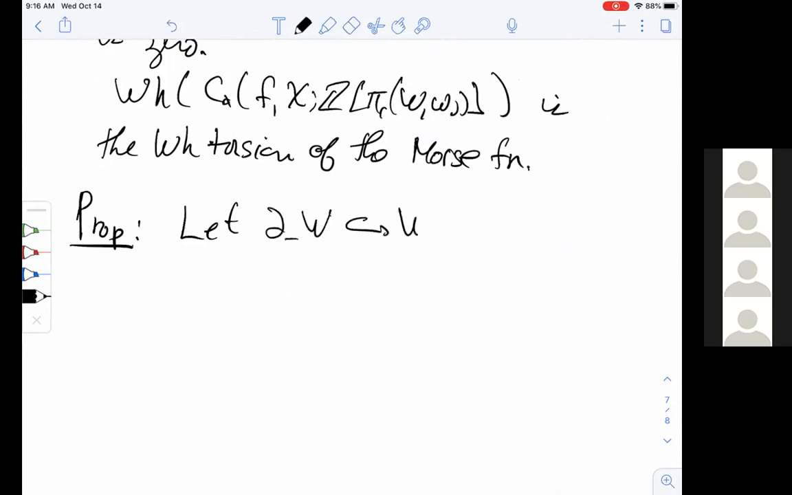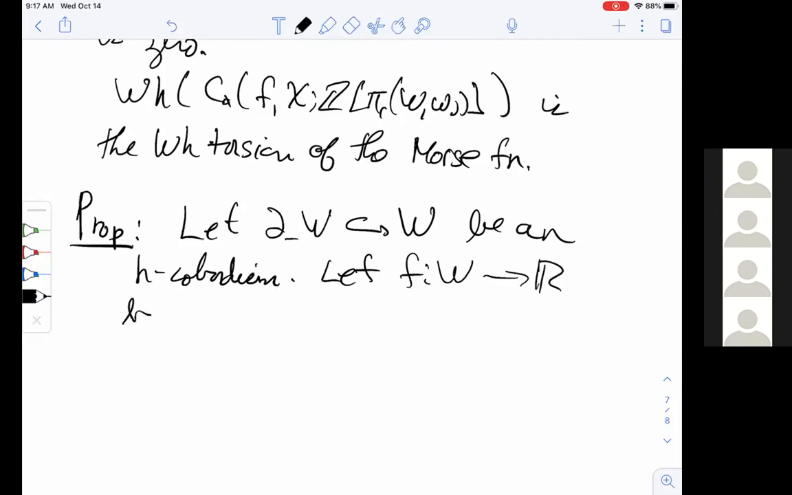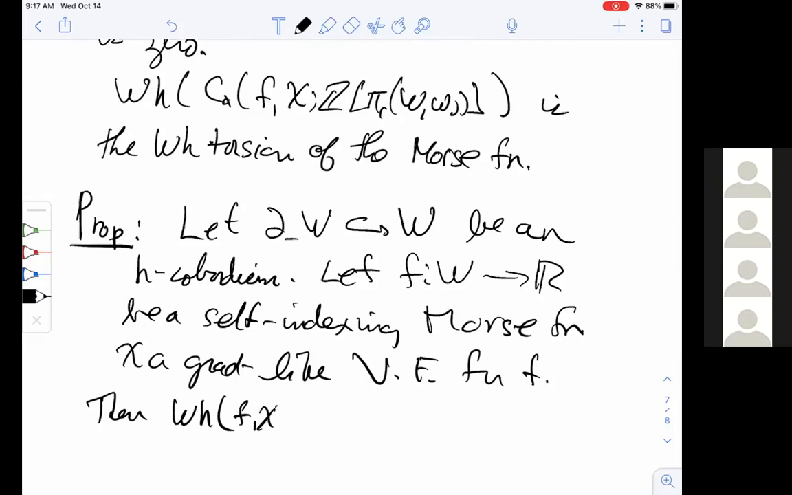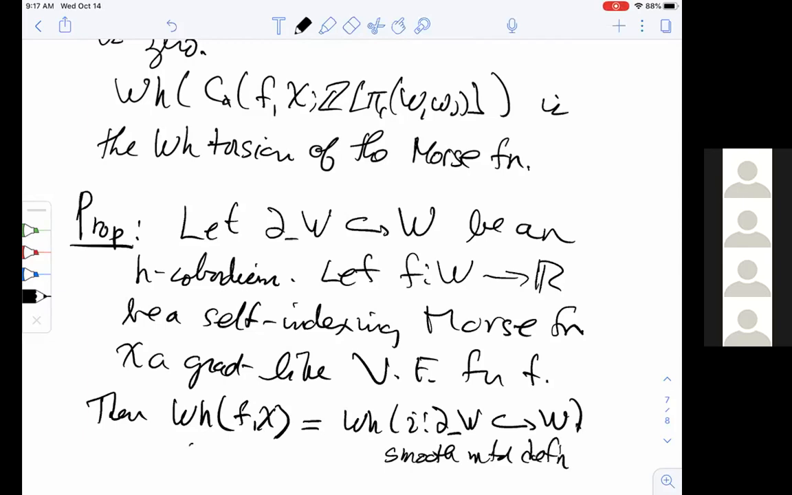So let W, boundary minus W, boundary plus W be an s-cobordism, let F be a self-indexing Morse function, chi a gradient-like vector field for F. Then the Whitehead torsion of this Morse complex, as defined above, is the Whitehead torsion of the inclusion of boundary minus W into W, as defined by, because these are smooth manifolds, the smooth manifold definition and the Morse definition.